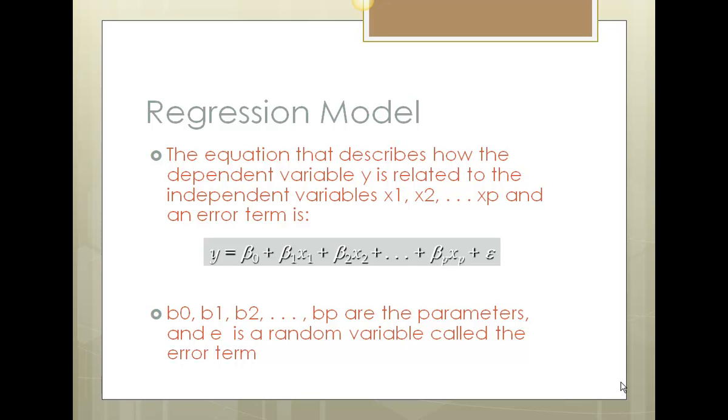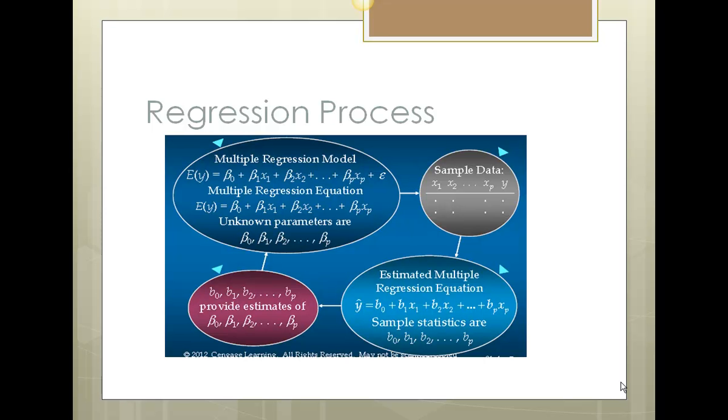So your betas or b's will have the same interpretations, essentially, that they did before. Beta 0 or B0 is your vertical intercept or your y-intercept. It is the value when all of the x's are 0, since now there's more than one x. And then each beta shows the impact of its corresponding x on y. So we use the same basic process that we did before. We have a hypothetical model, we gather data, we use that data to then make estimates of our population parameters.